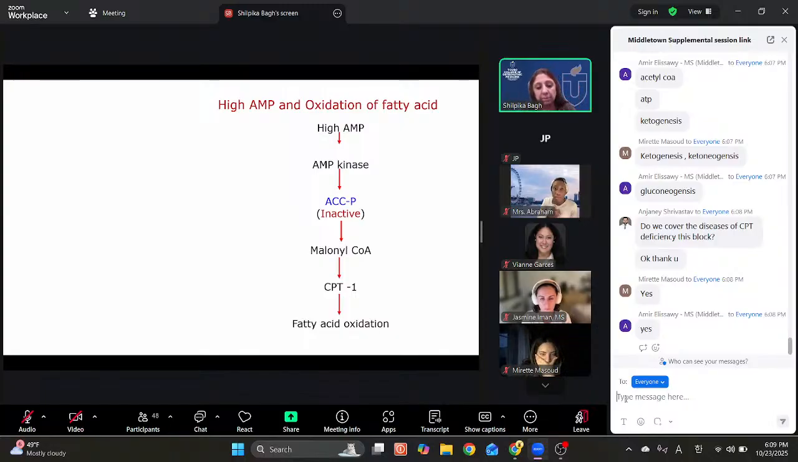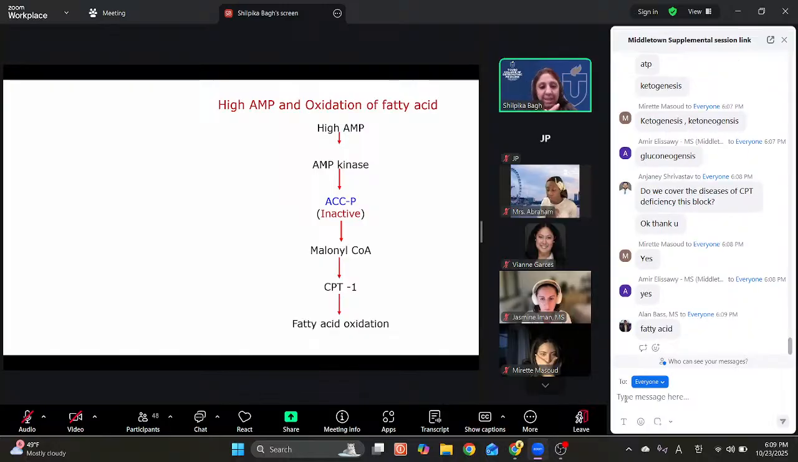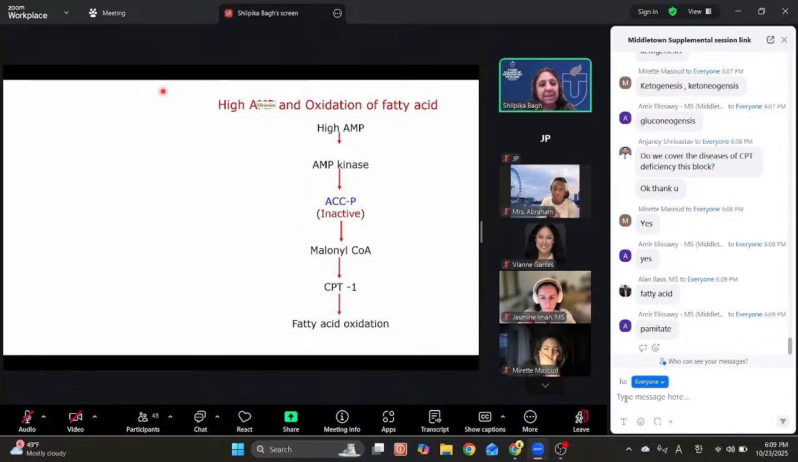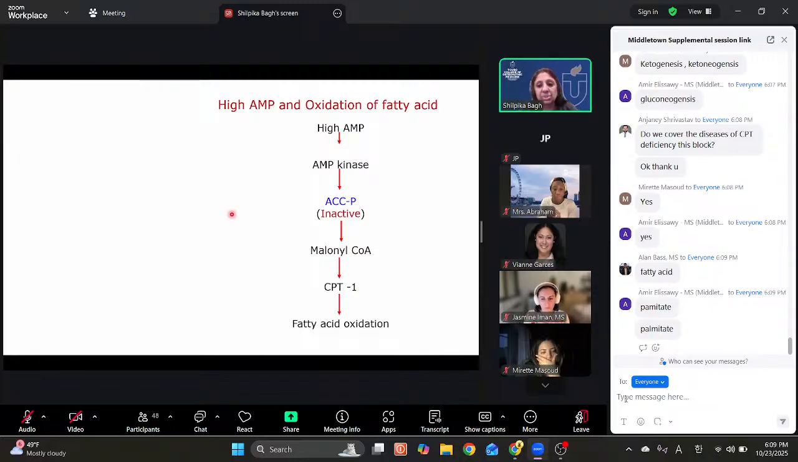But what is the product of fatty acid synthesis? Anyone? It's a 16 carbon fatty acid. So what is it known as? Palmitic acid. That's the product of fatty acid synthesis. The product of fatty acid oxidation is acetyl-CoA and ATP. So let's do this regulation, then I'll continue tomorrow.